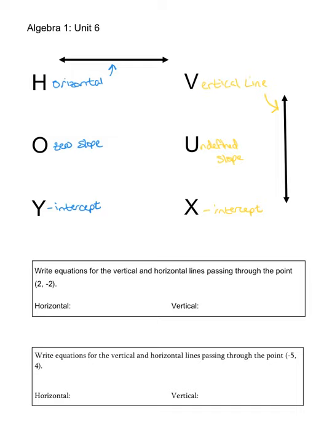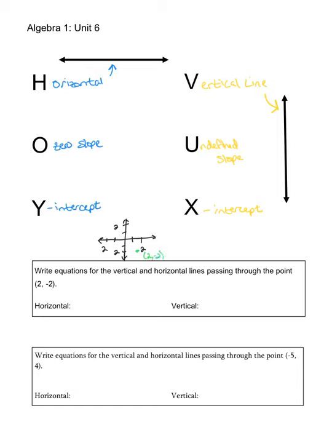So we're going to write the equations for the vertical and horizontal lines passing through the point (2, -2). Okay, I don't have a graph, so I'm going to create a little one, just a little mini graph, so you have an understanding of what we're doing. All right, so let's see. You want the equations for the line going through (2, -2). Well, let's find that point. There's 2. There's -2. That point is (2, -2).